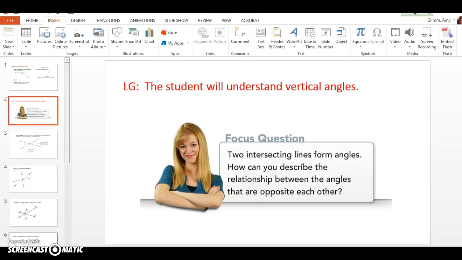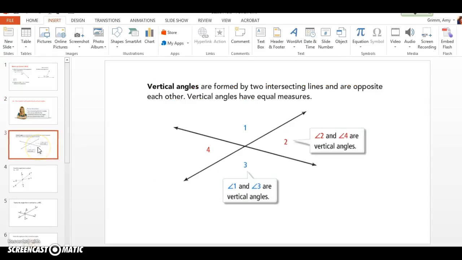Understand vertical angles. So the first slide is going to explain what a vertical angle is. Vertical angles are formed when you have two straight lines that crisscross. And when you have two straight lines that crisscross, they're always going to form four angles. So here are the four angles that are formed.